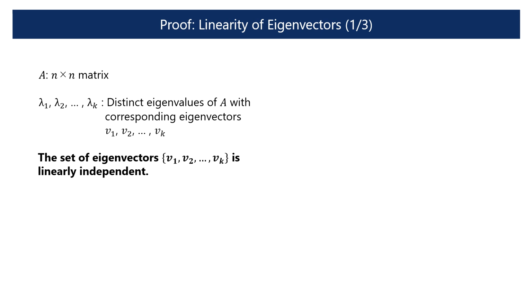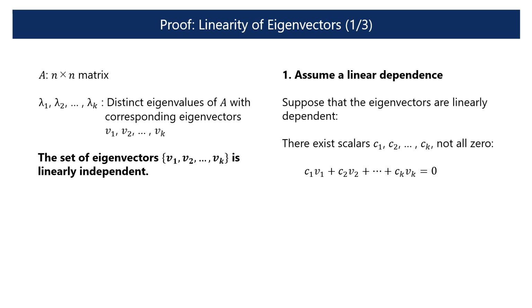Let A be an n by n matrix, and let lambda 1, lambda 2, ..., lambda k be distinct eigenvalues of A with corresponding eigenvectors v1, v2, ..., vk. According to the property, the set of eigenvectors is linearly independent. First, suppose that the eigenvectors are linearly dependent. That is, there exist scalars c1, c2, ..., ck, not all 0.